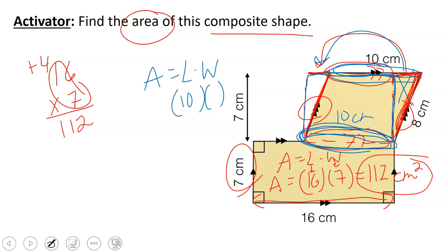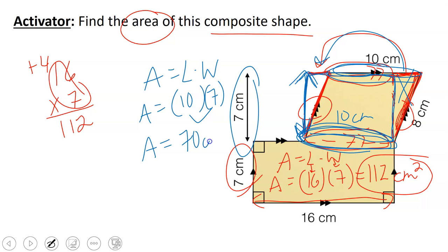And then the width is this value here, which is the same as this value here. So the width is 7 centimeters. So I multiply 10 by 7 and I get 70 square centimeters for the area of the parallelogram.